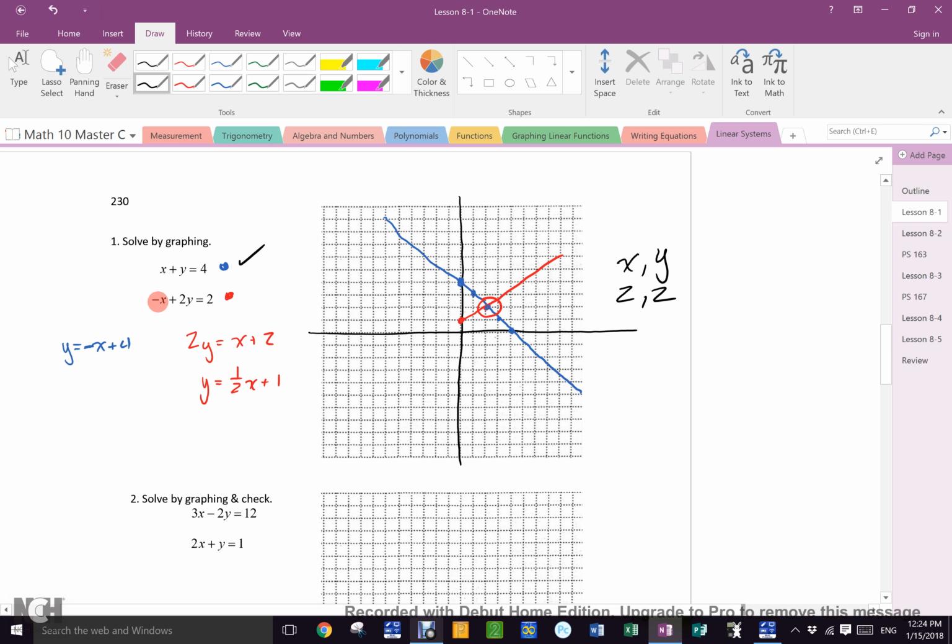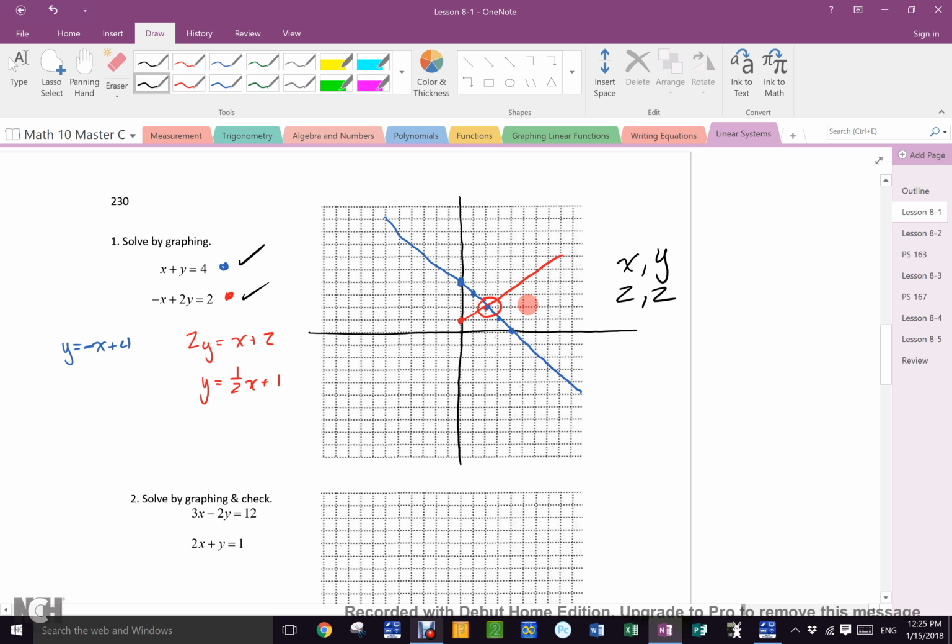X is negative 2, yes? What letter is that? Y is 2. What am I doing to that y? Multiplying it by 2. So that's 4, yes? Is negative 2 plus 4 positive 2? Yes. So is this a solution to this system? Yes, because that point is on both lines.